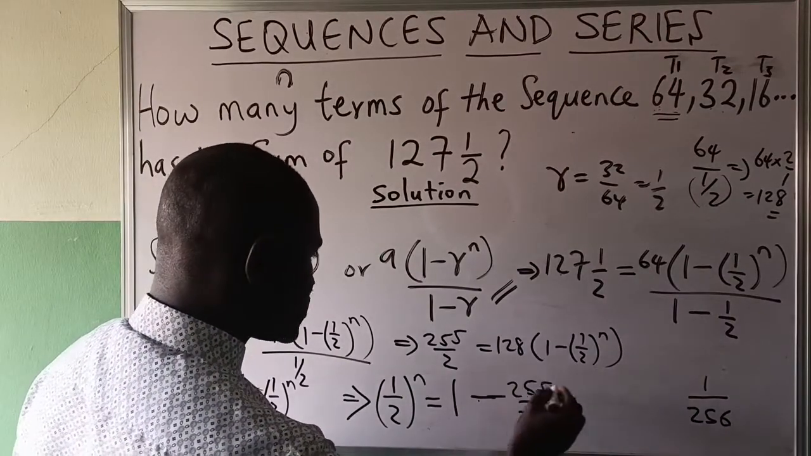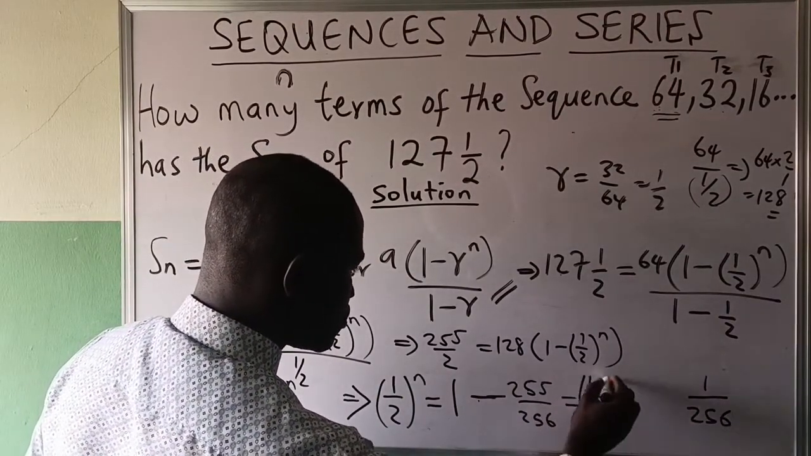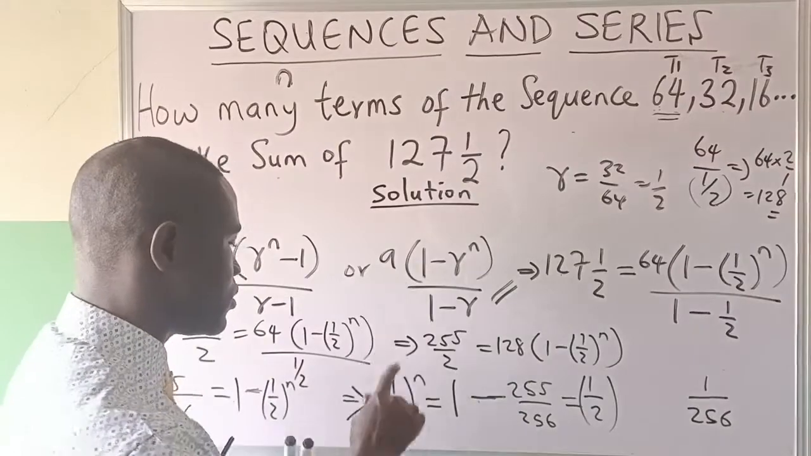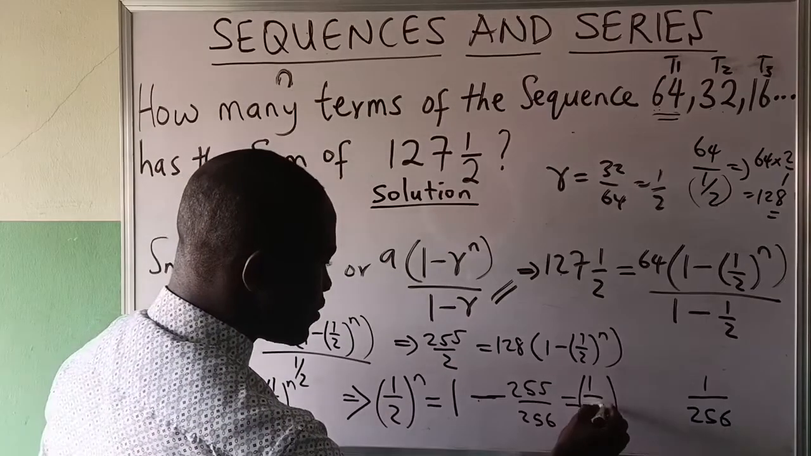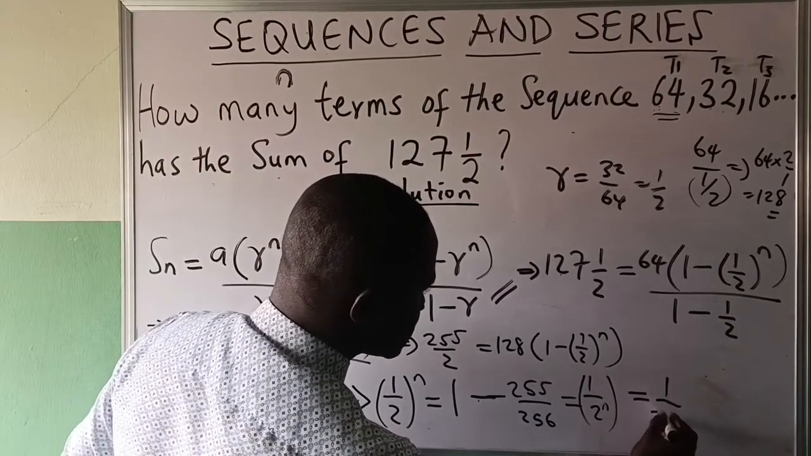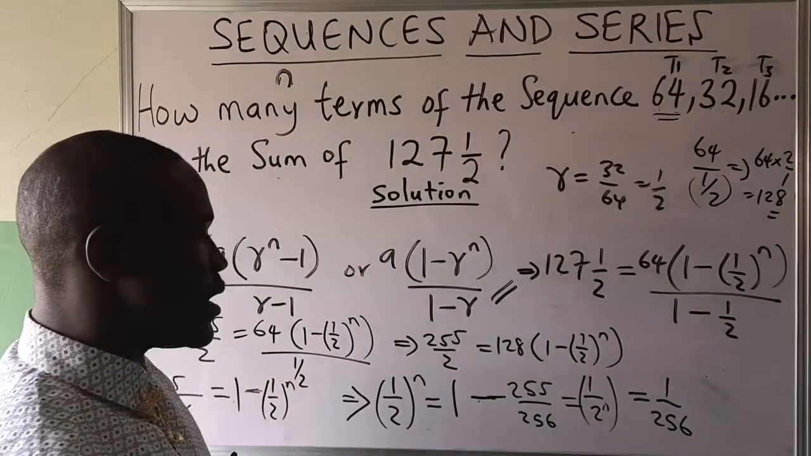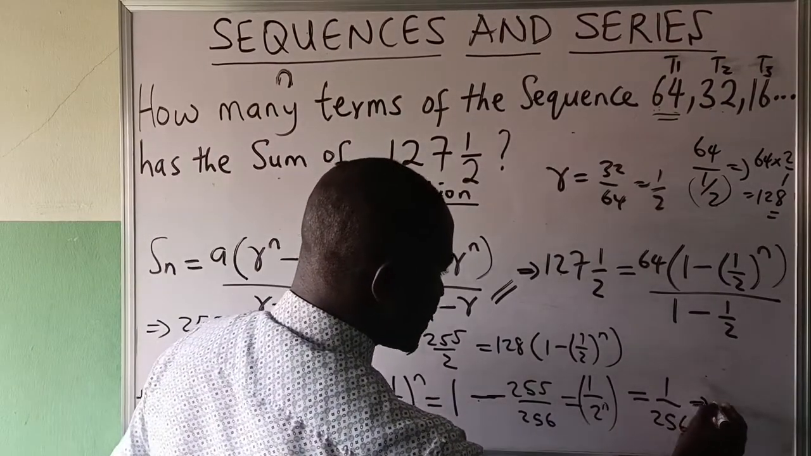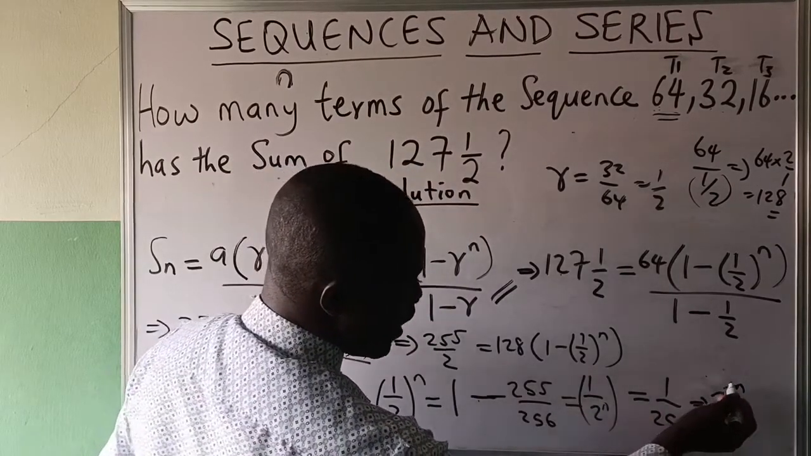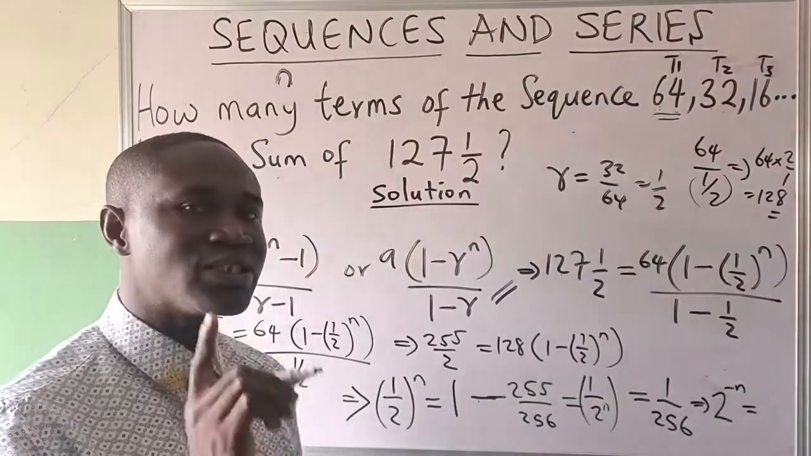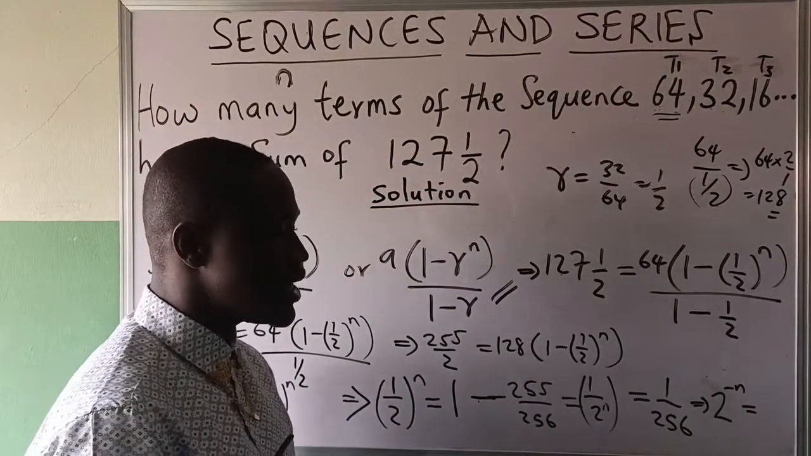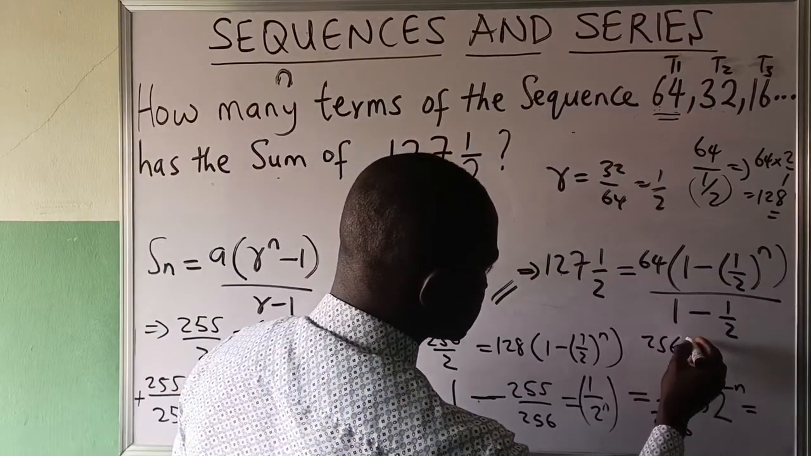You now say that 1 over 2, 1 raised to power n is something as 1. 1 raised to power of anything is 1. Then 2 raised to power of n is equals to 1 over this, 1 over 256. Then what you do is say this implies 2 raised to power minus n, because 1 over 2 raised to power n is 2 raised to power minus n from law of indices. 1 over 256 is something as 256 raised to power minus 1.